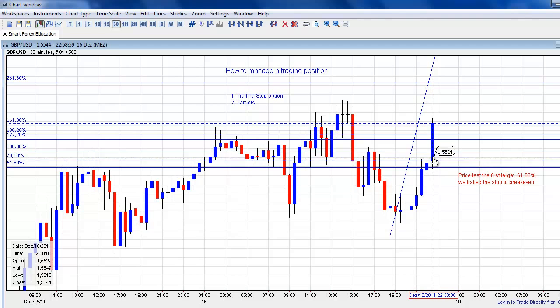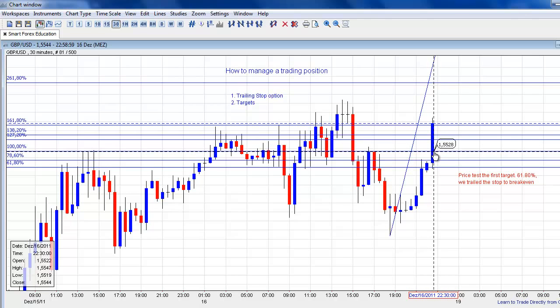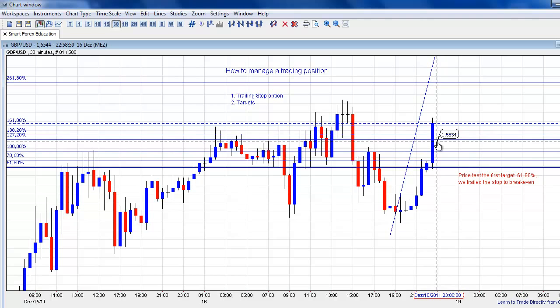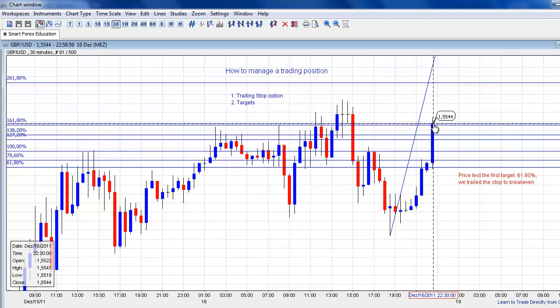And then as the market moved up to the 100%, we trailed our stop to the 78.6%, slightly below, 2 or 3 ticks. And then when it tested the 127%, we trailed our stop to the 100%. Then it tested up to the 138. We then trailed our stop to the 127. Then went up to the 161. We trailed our stop to the 138. So in this scenario, as the market continued to move in our favour, we trailed our stop accordingly.